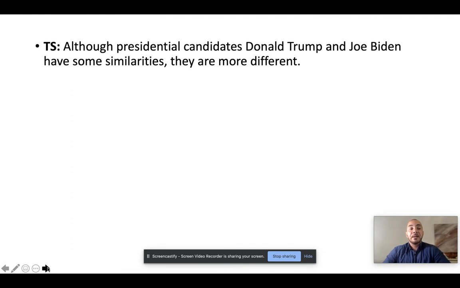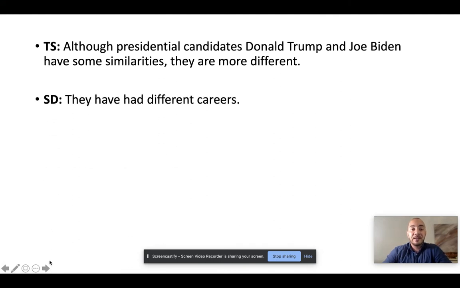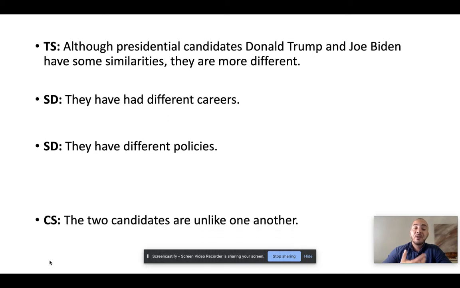From here, we want to include our supporting details. One supporting detail is that they have had different careers. Another supporting detail is that they have different policies. And then finally, a closing sentence would maybe just remind the reader what we're talking about, that the candidates are in fact not like one another. Now, we know, because we've done this in the past, that having a topic sentence and major supporting details is not enough. We need to include minor supporting details that help to illustrate or prove that the major supporting details are in fact true.